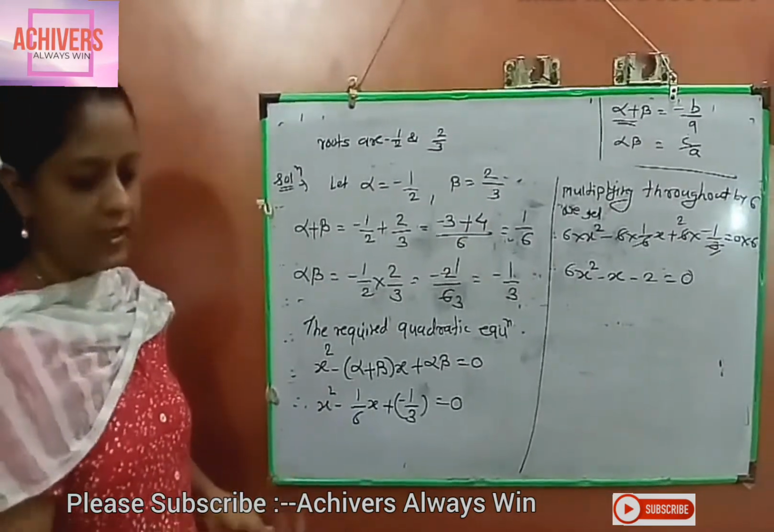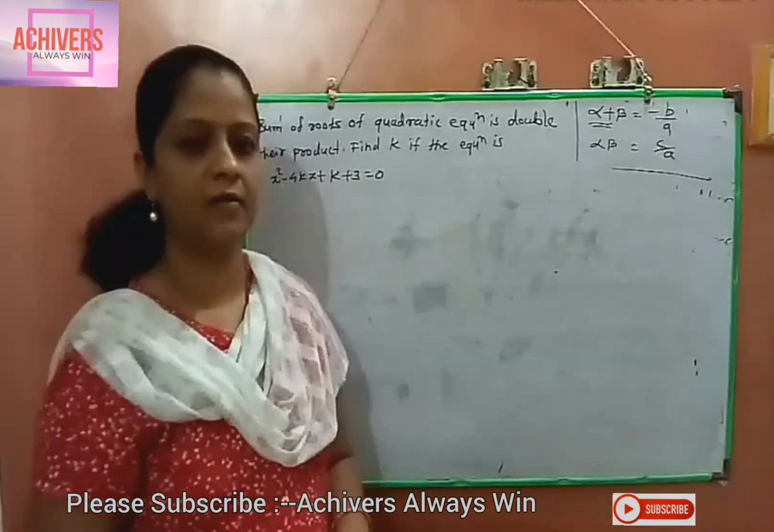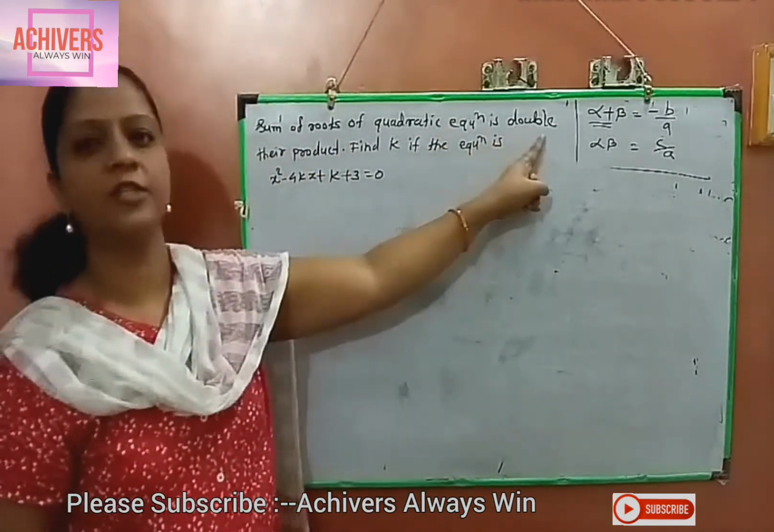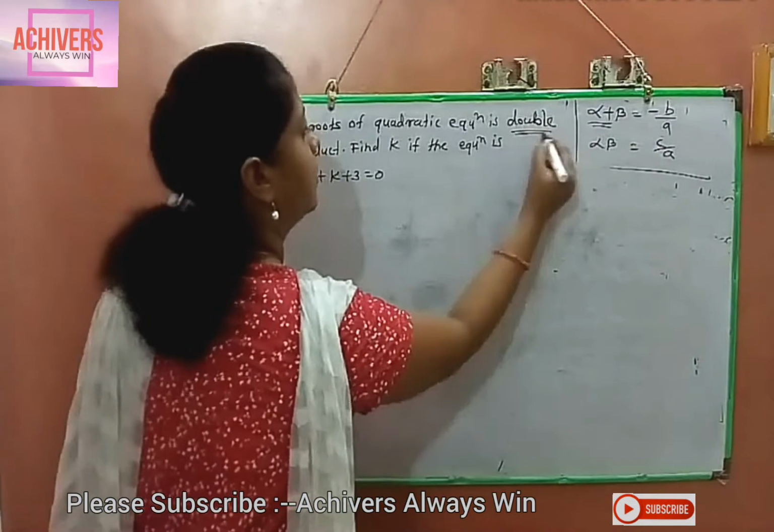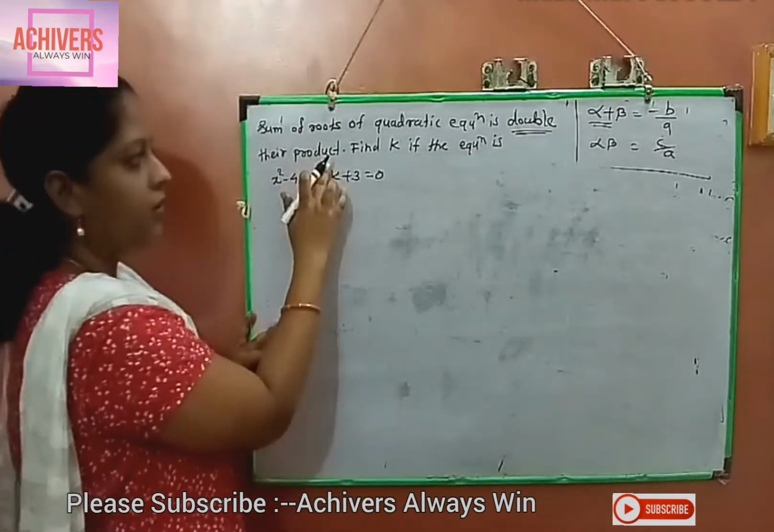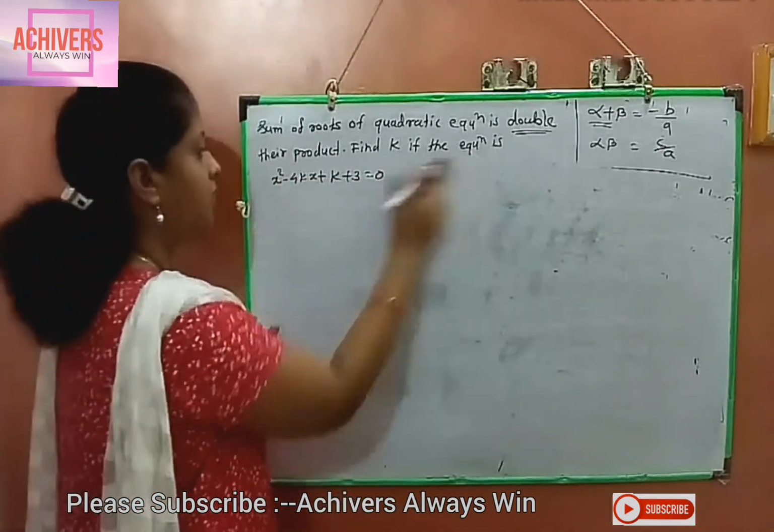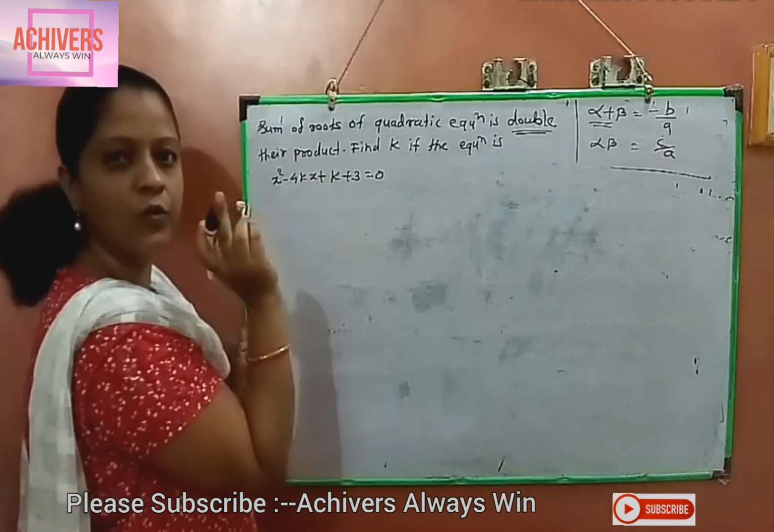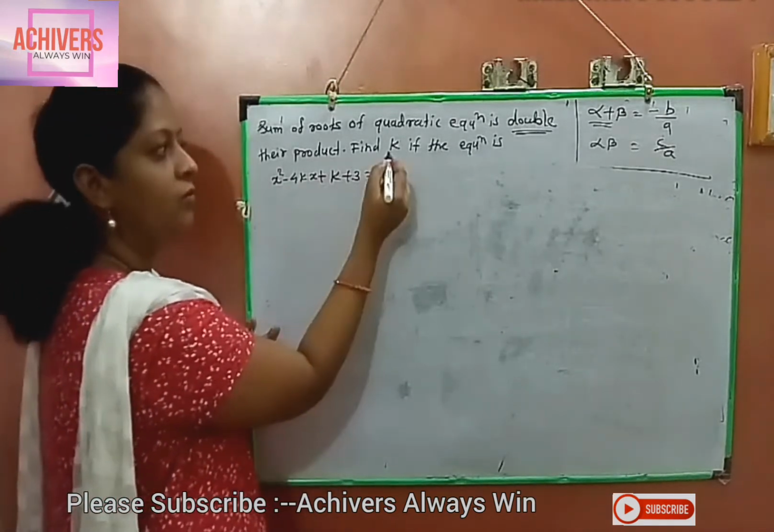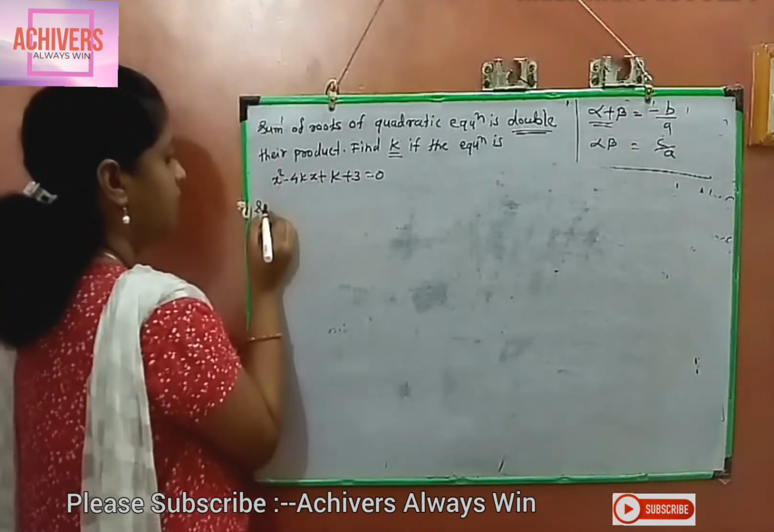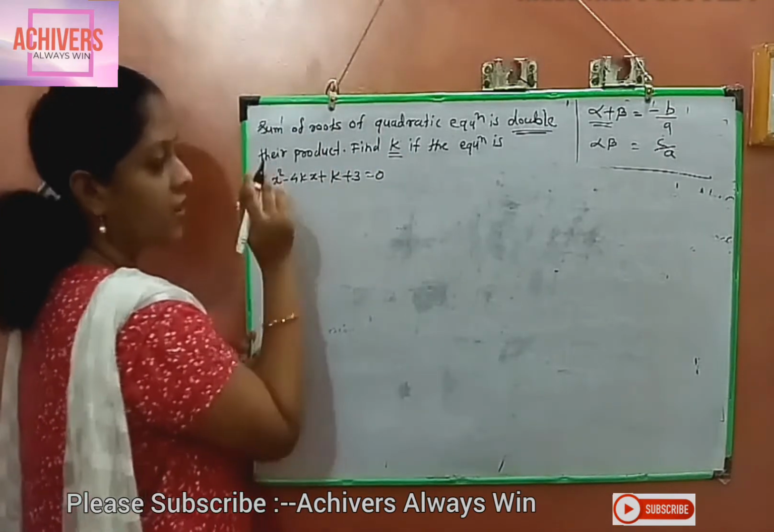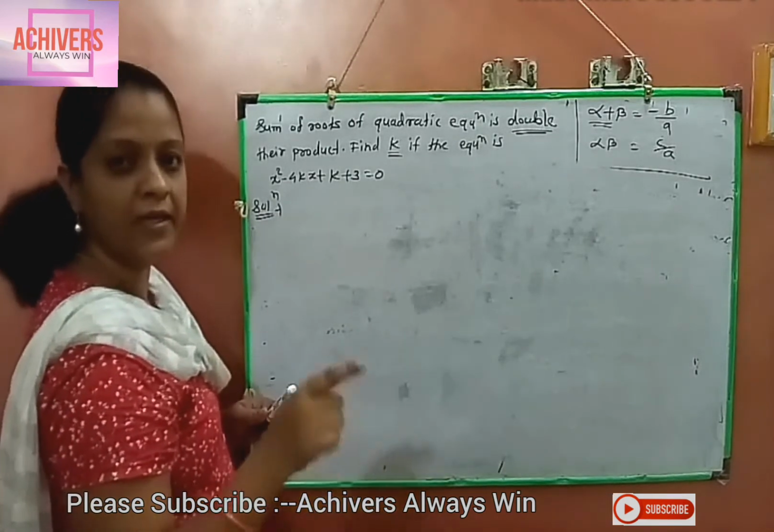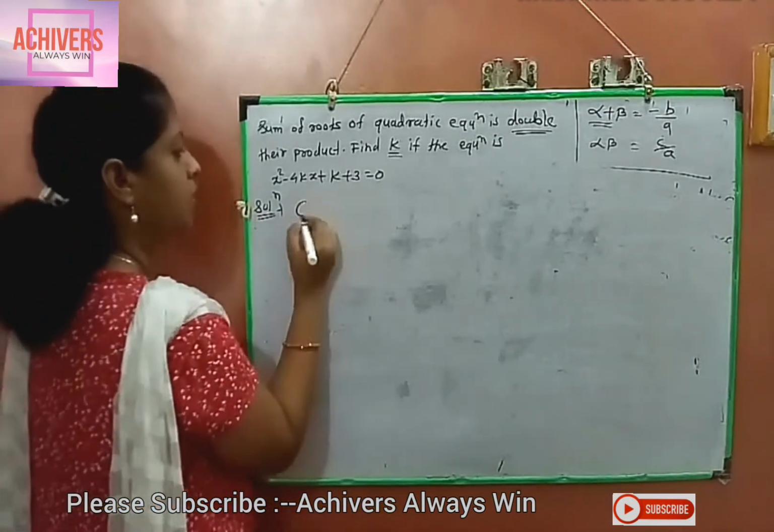Then see the next example. Let's see another example. The sum of roots of a quadratic equation is double their product. Find k if the equation is x square minus 4kx plus k plus 3 is equal to 0. To find which value? K. Solution. First, we compare the given equation with the standard form ax square plus bx plus c is equal to 0.